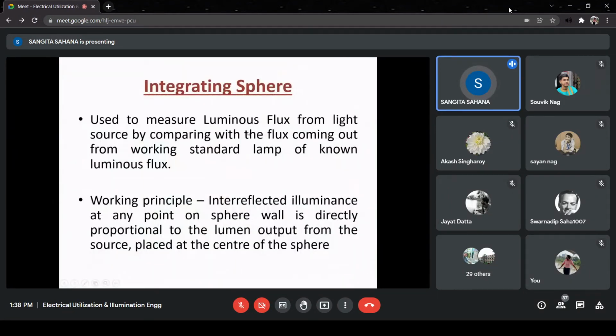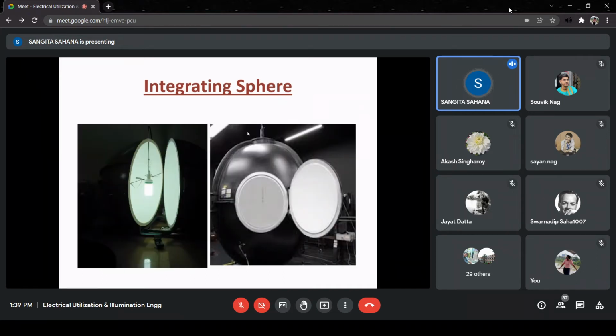So as I told, this is used to measure luminous flux from a light source by comparing with the flux coming out from any working standard lamp of known value. So the working principle is that inter-reflected illuminance at any point on the sphere wall is directly proportional to the lumen output from the source placed at the center of the sphere. So we'll see this one by one.